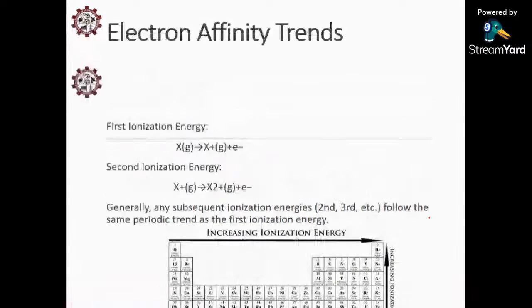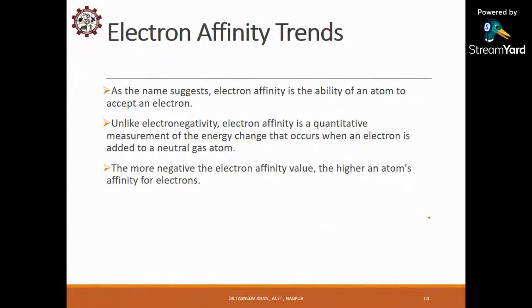Okay. Next is, let's talk about electron affinity trends. As the name suggests, electron affinity is the ability of an atom to accept an electron. Fine. So unlike electronegativity, electron affinity is a quantitative measurement of the energy change that occurs when an electron is added to a neutral gas atom. So the more negative the electron affinity value, the higher the atom's affinity for electrons. Okay.